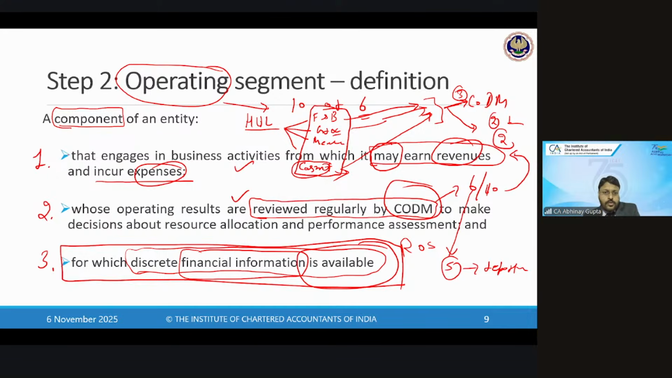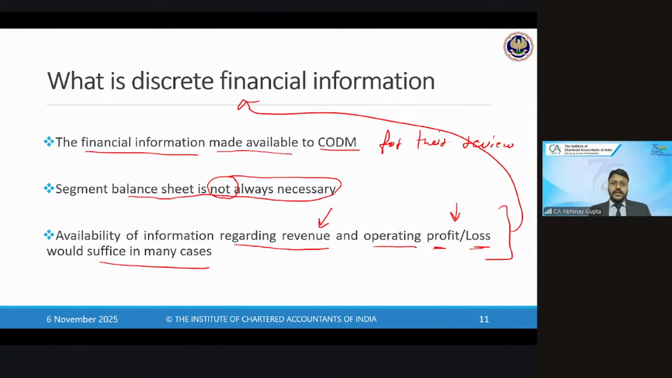What was the rule book? Rule book was: the company has a component which may earn revenues, that is able to earn revenues, right? Results are regularly reviewed by the CODM and discrete financial information is available. And when we talked about financial information, we said it means revenue, expense, and the profit and loss, right? Here it is. Financial information made available to the CODM. Balance sheet is not required, but it should have at least the revenue and the profit and loss would suffice, right?